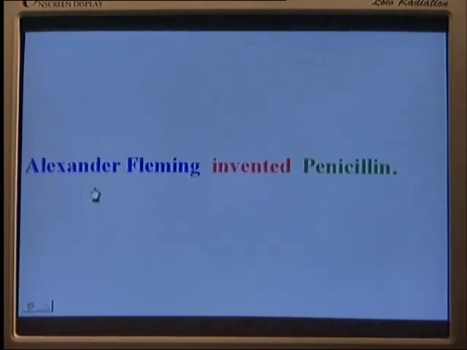What is the first sentence? Alexander Fleming invented penicillin. The sentence began with the doer Alexander Fleming. Therefore, this is in active voice. Okay. And the doer is the subject. And the work, what is the work here? Inventing. So, invent is the verb. And what did he invent? Penicillin. So, penicillin is the object.